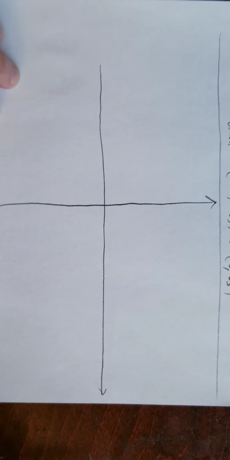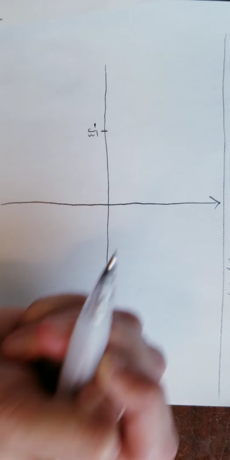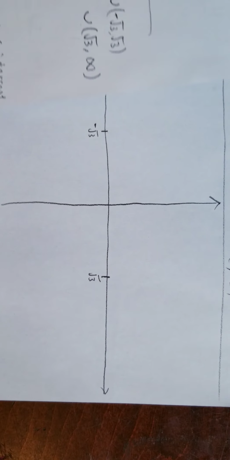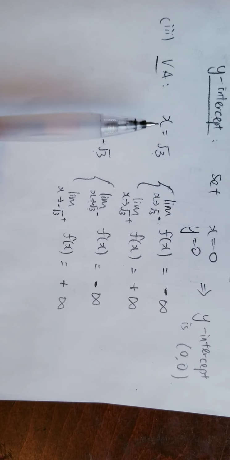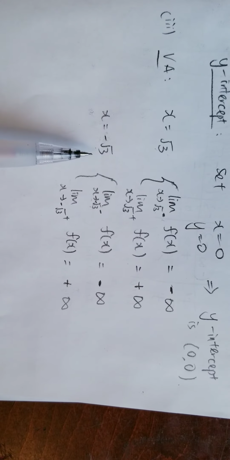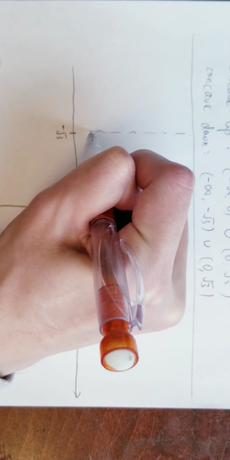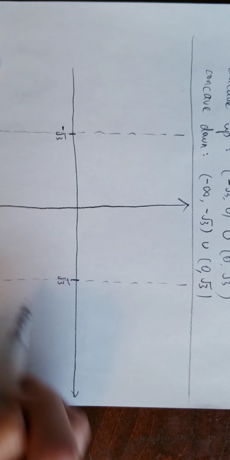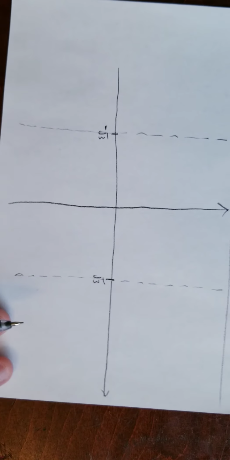Okay, so remember that the domain is everything but plus or minus root 3. So I'm going to exclude negative root 3 and positive root 3. I also have vertical asymptotes at root 3 and negative root 3. So a vertical asymptote is like this. I hope it makes sense. These are the only two vertical asymptotes we have.